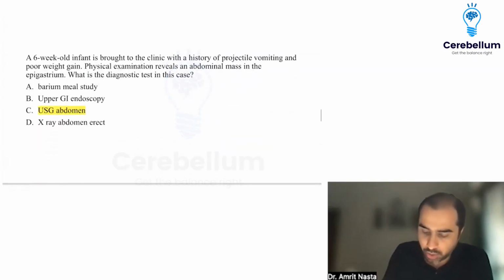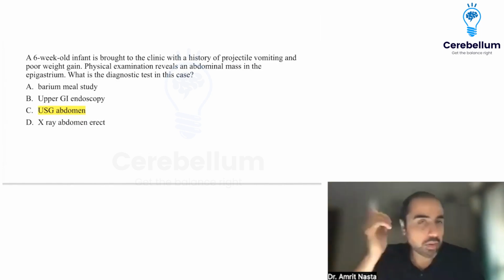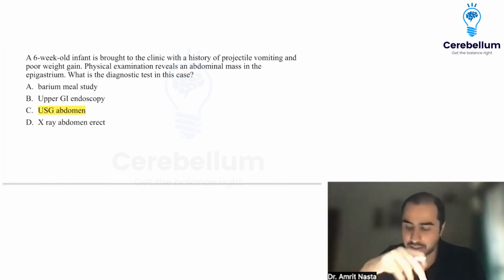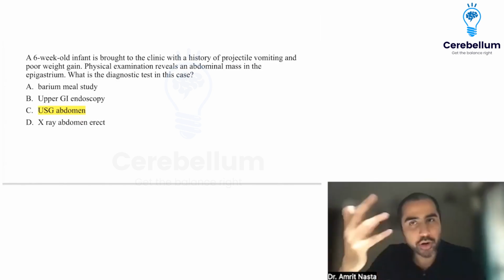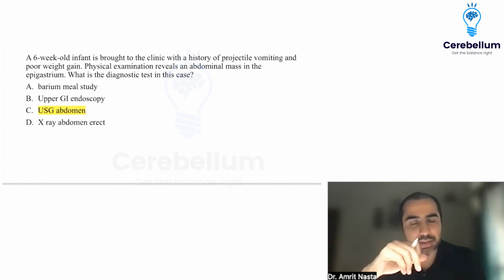Okay, 6-week-old infant, history of projectile vomiting. There is a mass in the epigastrium. What is the diagnostic test? What is the child having? Very good. Why IHPS? What told you it is IHPS in the history? How did you come to this diagnosis of IHPS?